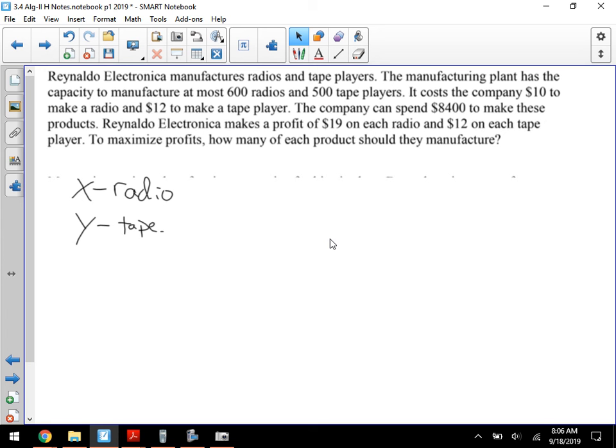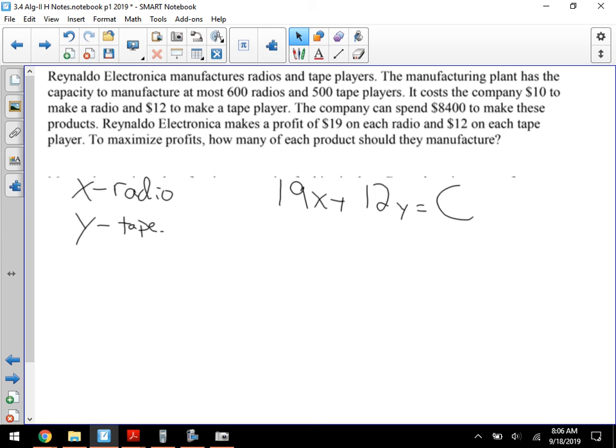So your objective in this case is to make profit, make some money. Going back into the problem, they have profit given in regards to two different things: radios and tape decks. We chose X for the radio, so that means $19 on the radio plus $12 on our tape deck is your objective function.